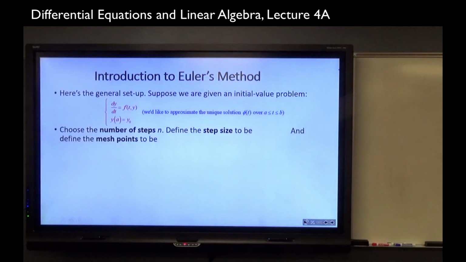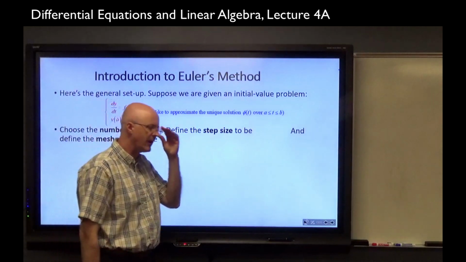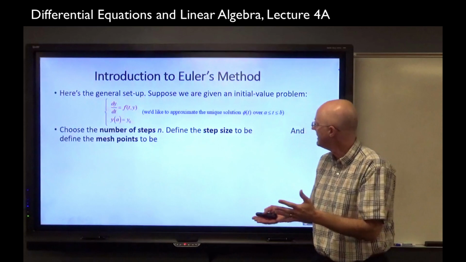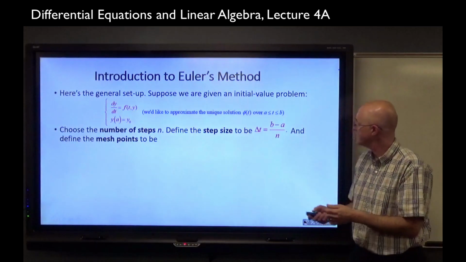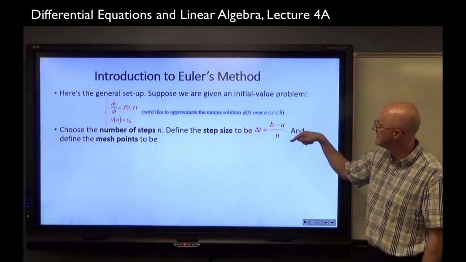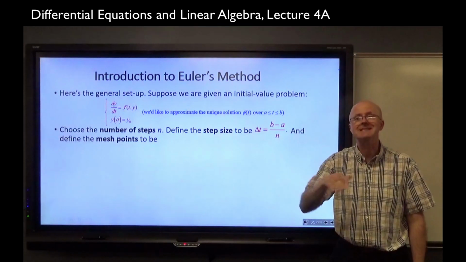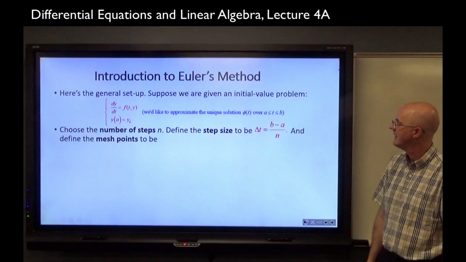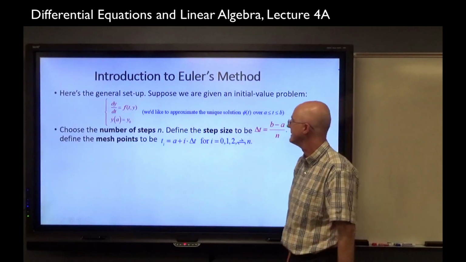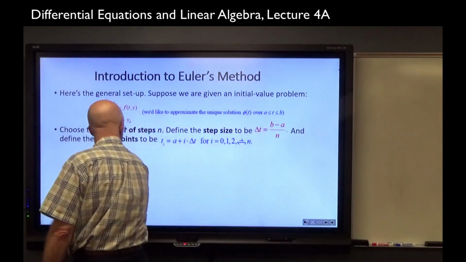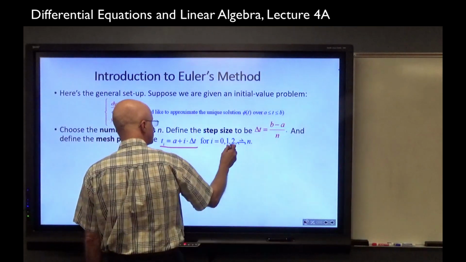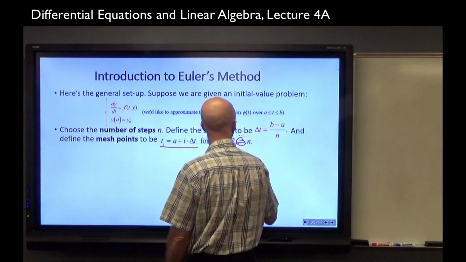Choose the number of steps. This is similar to numerical integration, where you're choosing a number of subintervals. And define the step size, just like with numerical integration, to be the length of the interval divided by the number of pieces. In this case, this is also the number of steps in the method. And define mesh points, just like with integration, to be this: t sub i equals a plus i times delta t, for i equals 0 through n. There should be a dot, dot, dot here.